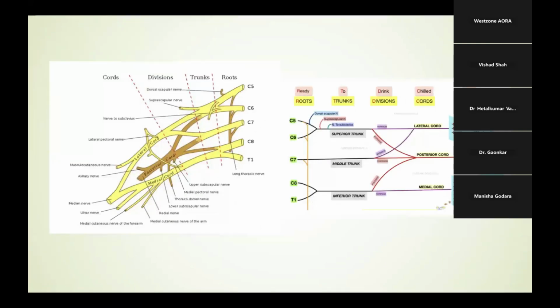So this is a diagram depicting the brachial plexus, which is mainly formed with the C5 and C6, forming the superior trunk, then leading into the anterior and the posterior divisions, forming the three cords, that is the lateral cord, posterior cord, and the medial cord, which give the terminal branches. All this will be discussed in the later part.